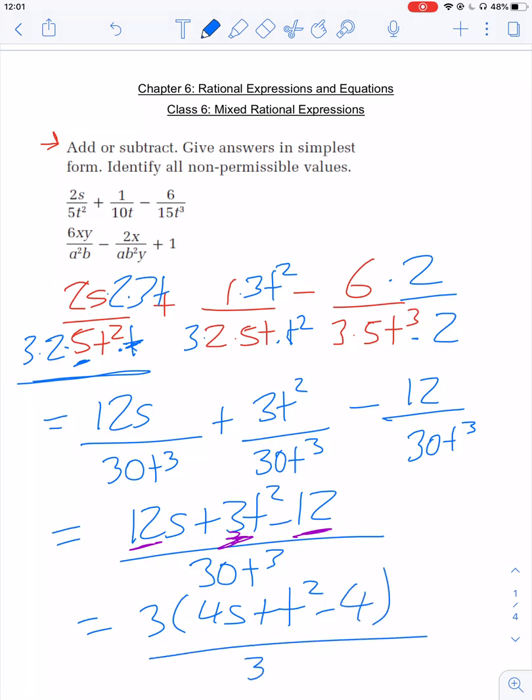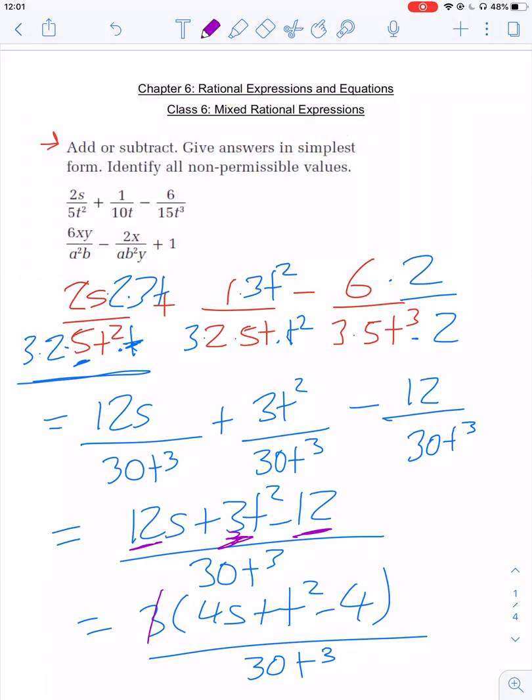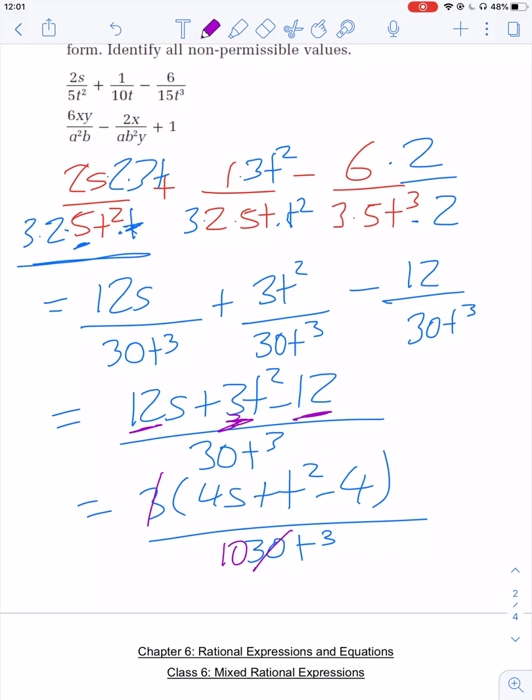Over 30t cubed. And then you can cross out the 3, because the 3 divides 3, you get 1. 3 divides 30, and then you get 10. So your final answer is, the 30 will disappear, the 3 will disappear. So at the bottom, you're going to have 10t cubed. On top, you will have 4s plus t squared minus 4. Okay, so this is how you would do a question like this.